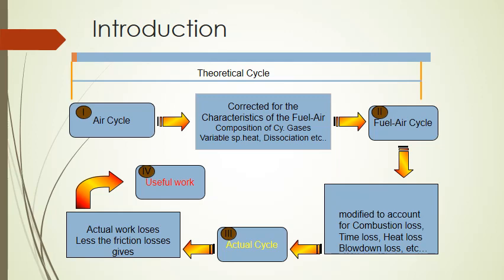Now, when some of the things like variable specific heat was considered to vary along with the temperature that were encountered in the range of operation, when we consider the dissociation, this deviated a bit from the air standard cycle, and this came to be known as fuel air cycle. Now further in fuel air cycle, we took into account the combustion losses, time losses, heat losses, blowdown losses, and the cycle which resulted was the actual cycle.